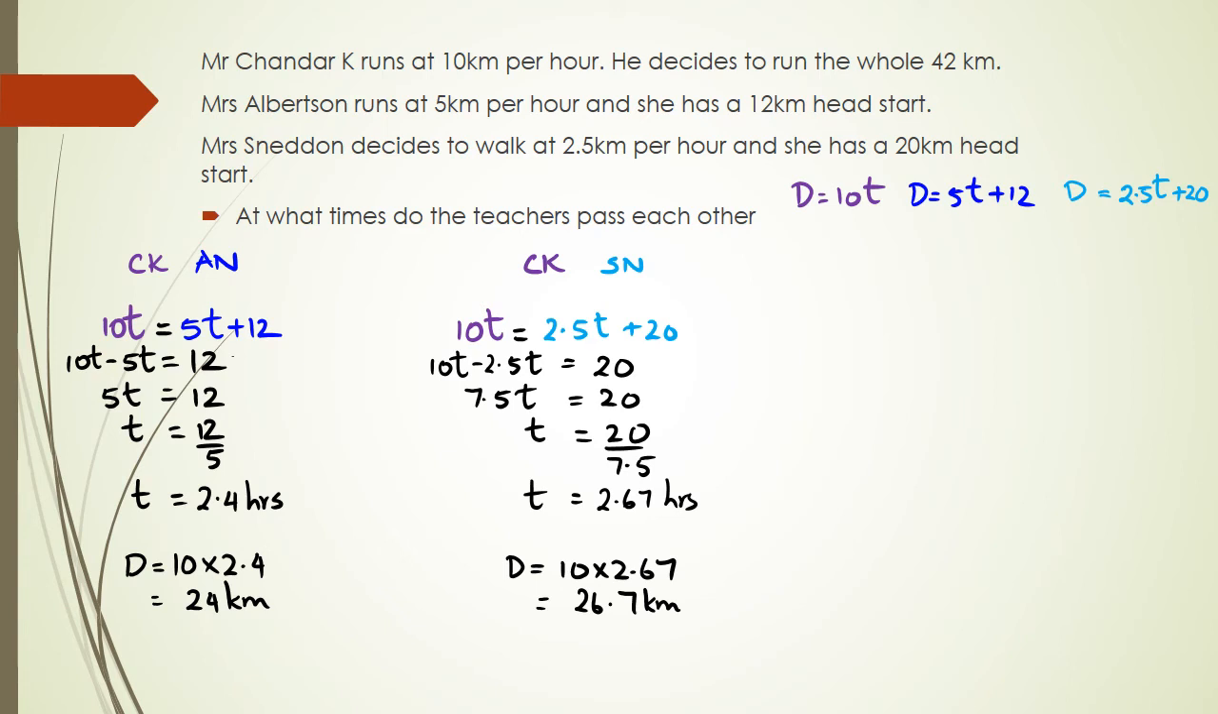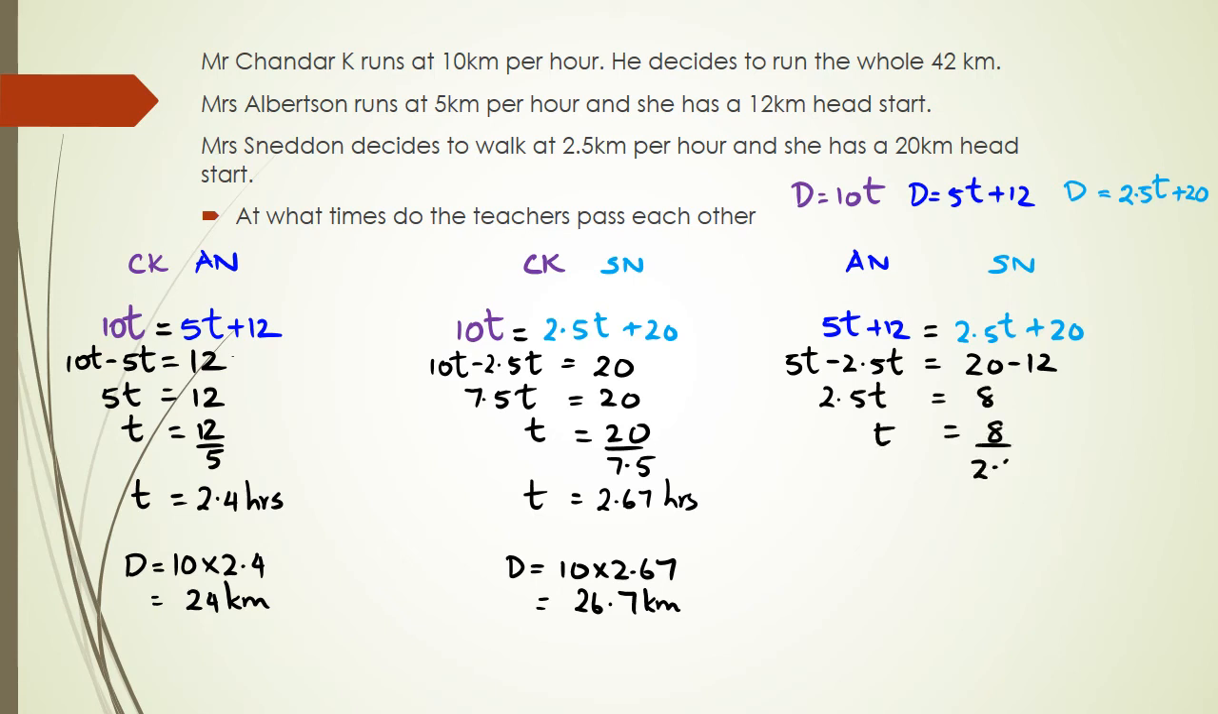Okay, now let's have a look at Albertson and Snedden. So Albertson's equation is 5t plus 12, and that equals 2.5t plus 20. And rearranging this, we're going to get 5t minus 2.5t equals 20 minus 12, and we have 2.5t equals 8, t equals 8 divided by 2.5, and we get 3.2 hours.